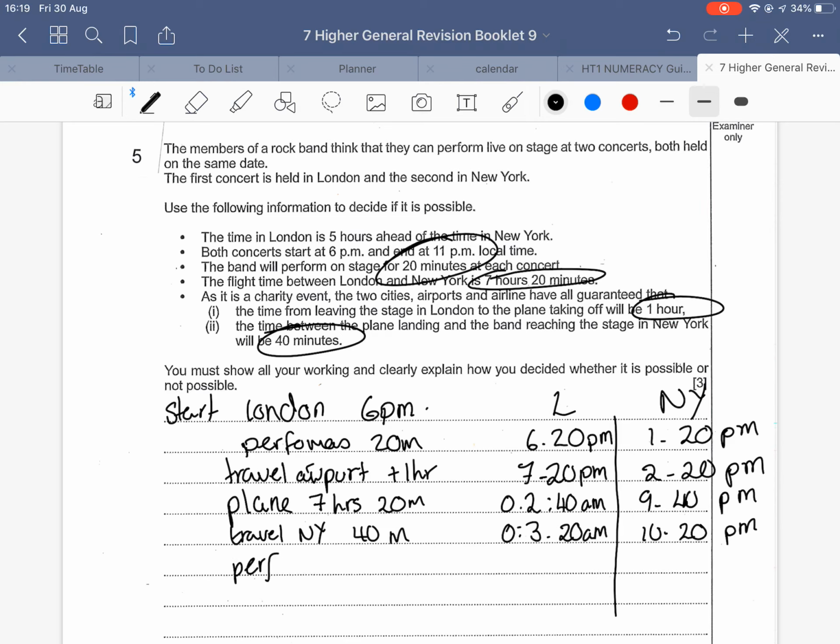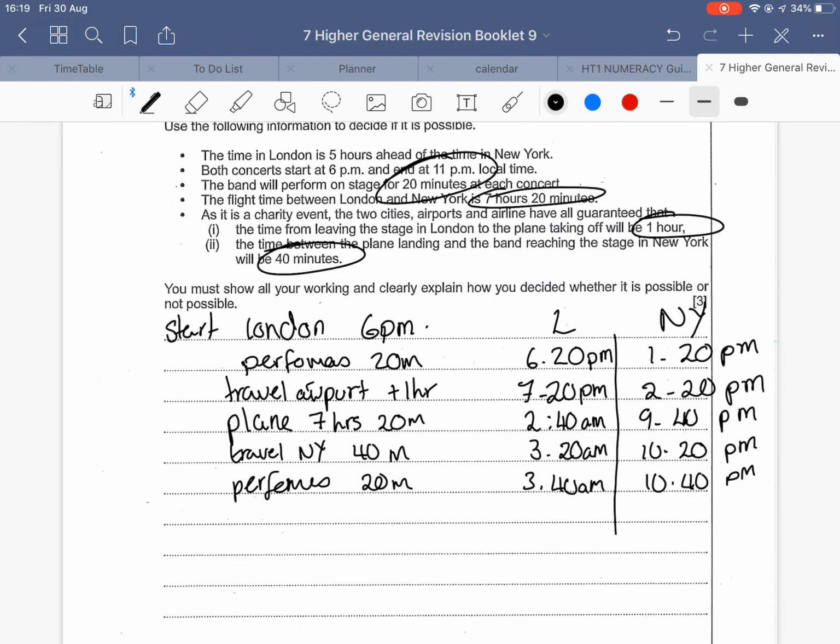So the performance, look, that doesn't say performance. 20 minutes, so that's 3:40 a.m. and 10:40 p.m. They're going to be the last act on, but okay, so yes, this is possible. I wouldn't do it, but I would say we've got 20 minutes spare. Lovely.